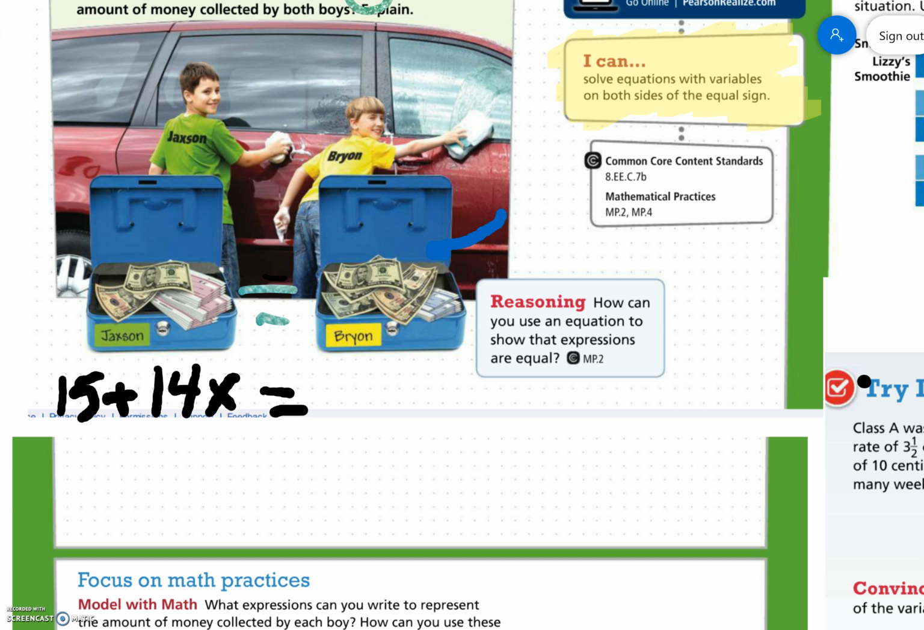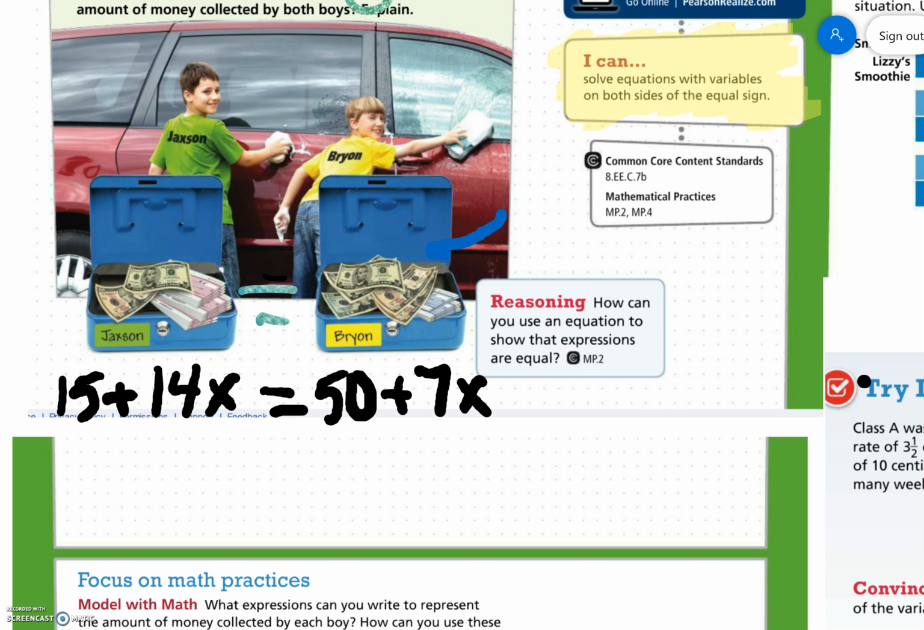Now, Brian, he has a 20, 2 10s, and 2 5s. So it's 20, 30, 40, 45, 50. So Brian makes $50 and has 1, 2, 3, 4, 5, 6, 7 checks. So plus 7X.